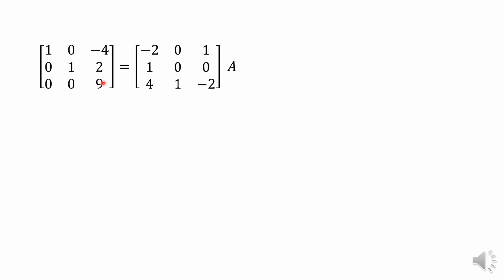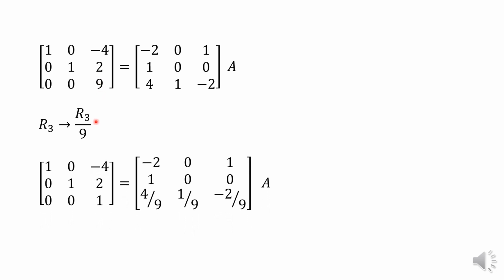You remember we have to make this element 1. How do you make this element equal to 1? I use the operation like this: R3 changes to R3 divided by 9. Divide this entire row by 9. Then we get 0 by 9 is 0, 0 by 9 is 0, 9 by 9 is 1. Doing that operation, the first row I'm not changing, the second row I'm not changing, the third row becomes 0 0 1. The same operation has to be applied here.